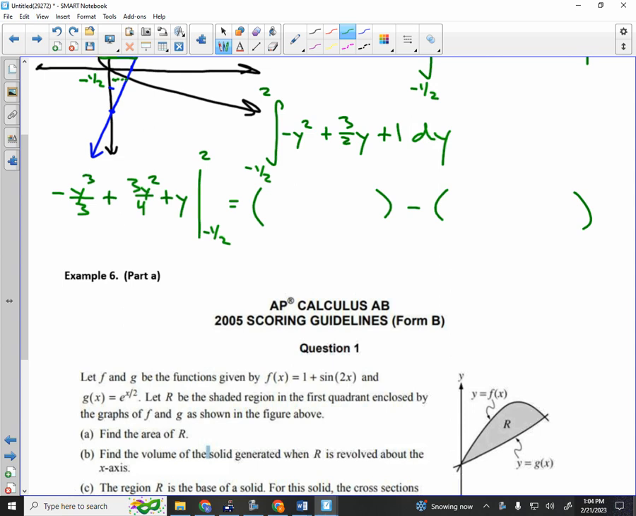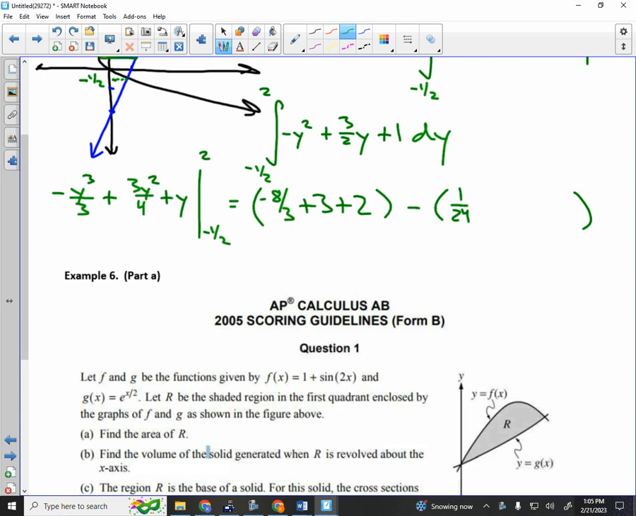Plug in 2. What do we get? Negative 8/3. 2 squared is 4, divided by 4 is 1, times 3 is 3. That worked out pretty good, didn't it? Now I got to plug in the fraction. Negative 1/2 cubed. Yeah, so you get negative 1/8, times the negative would be positive 1/8, divided by 3, 1/24.